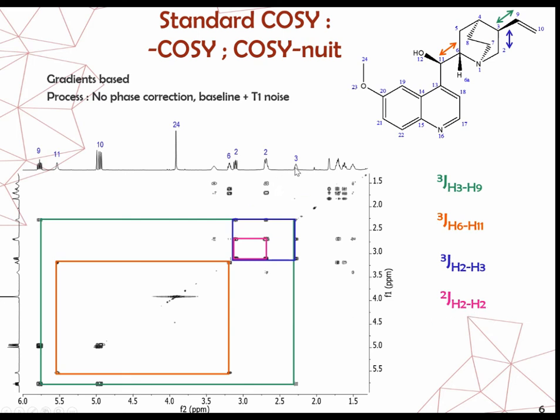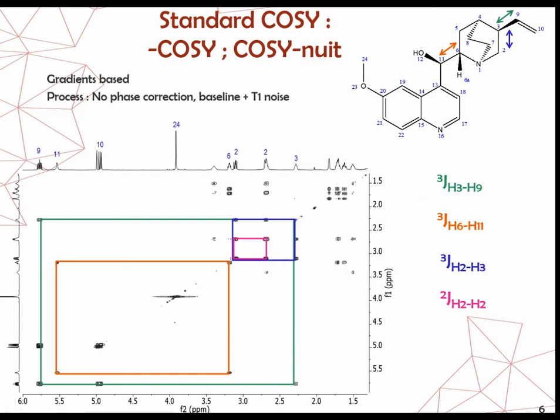So here, for example, the proton number 3 will be correlated with 4 or 2, and 2 will be correlated with both 3 and with its vicinal, the 2 protons of the carbon 2. Sorry.